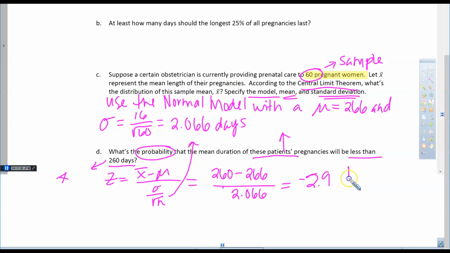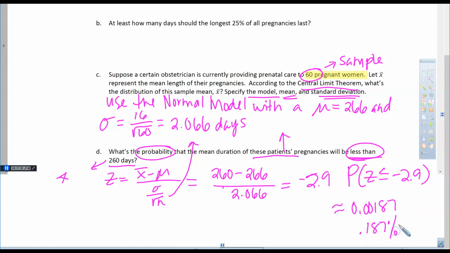So then you are going to find the probability that z is less than or equal to negative 2.9, and that ends up being approximately 0.00187. So this is about 0.187%. It's very rare for this to happen, okay?